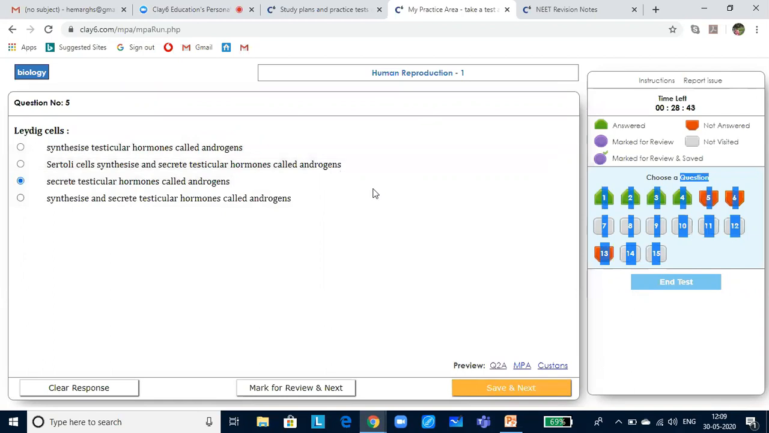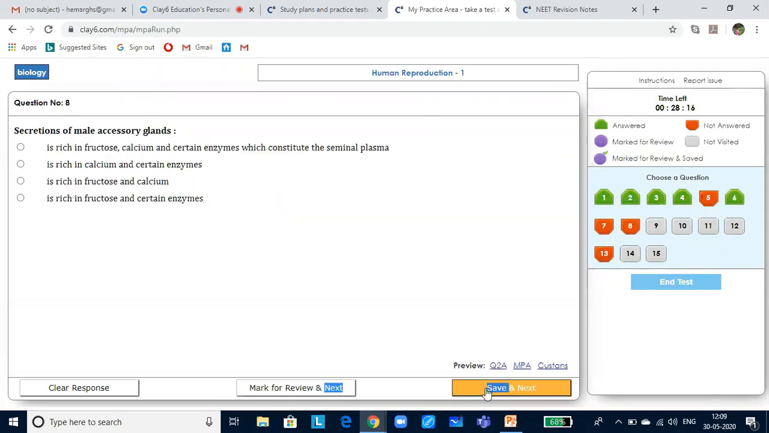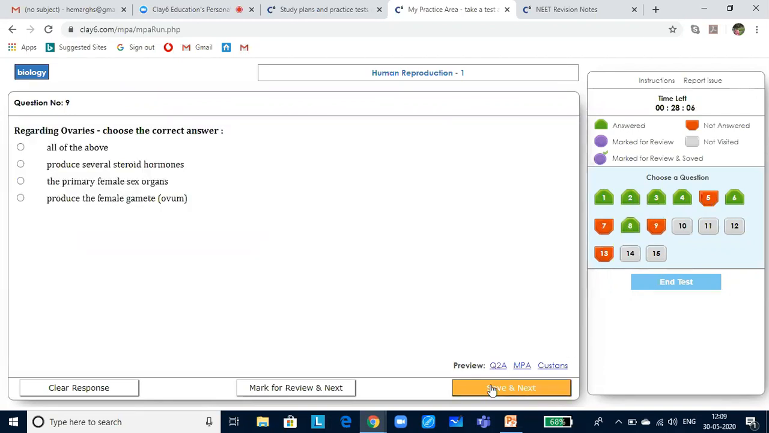Leydig cells synthesize and secrete testicular hormones called androgens. The male sex accessory ducts store and transport the sperms from the testes to the outside through the urethra. Secretions of male accessory glands is rich in certain enzymes called seminal plasma.